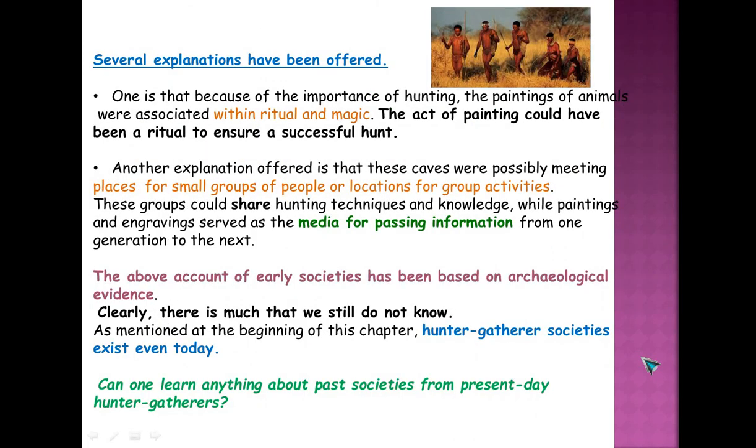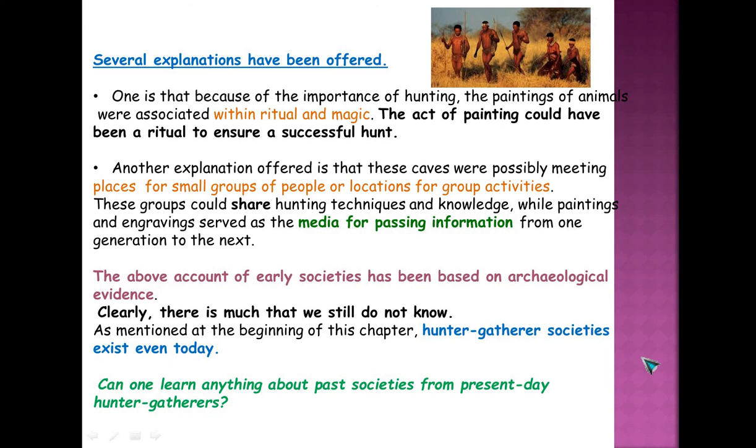Now several explanations were given for all these questions. One is the importance of hunting. The paintings of animals were associated with the ritual and magic of hunting. Hunting had a lot of rituals. It's not that they just went and killed the animals like how the tribals do now. A lot of rituals and magic was associated with hunting.